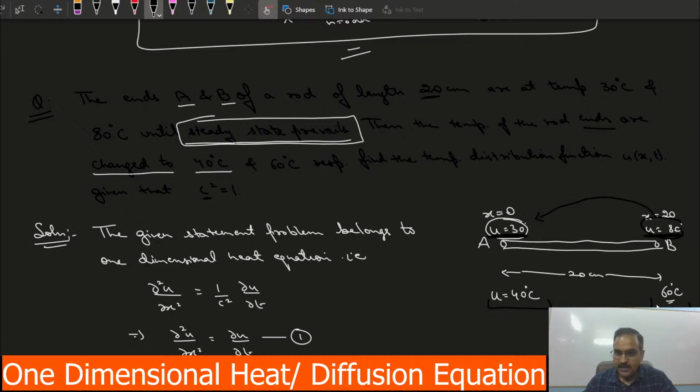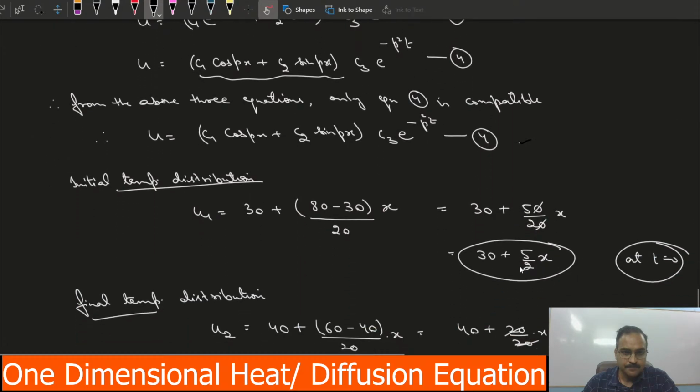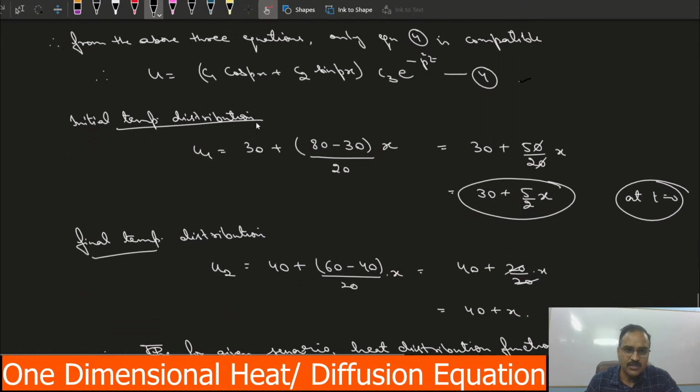So what I do, initially I take the initial condition. For initial temperature distribution, it will be the initial temperature plus the final temperature minus initial temperature divided by length of the rod into displacement function x. So after solving we get 30 plus 5 by 2x. That is the initial distribution, that is at time t equal to 0. It will be helpful when you are solving the value of Bn. Okay.